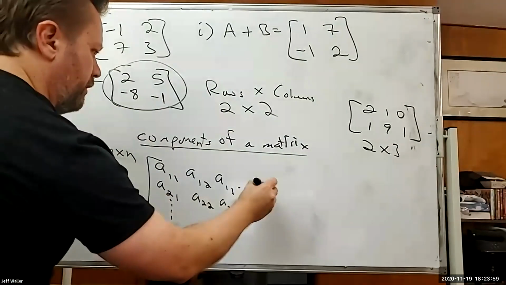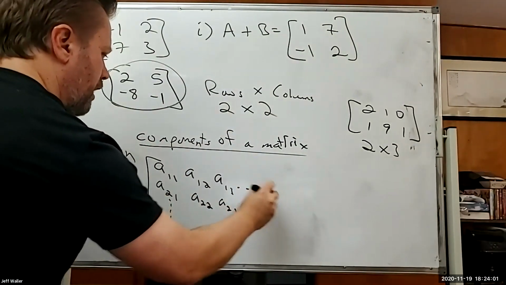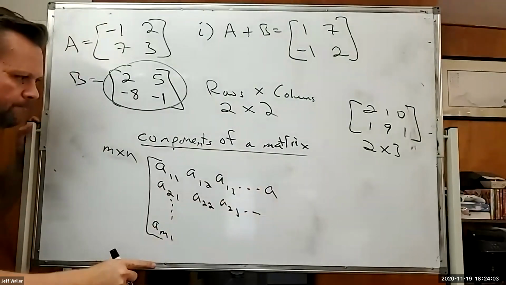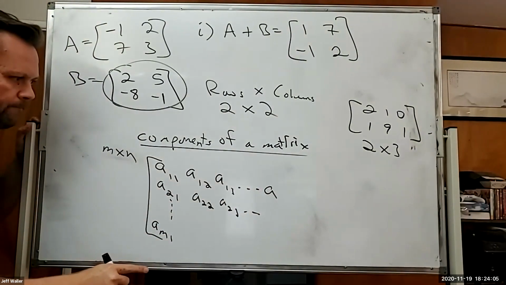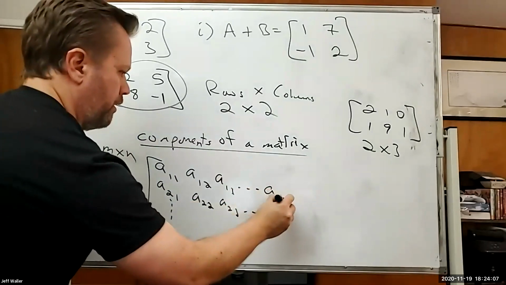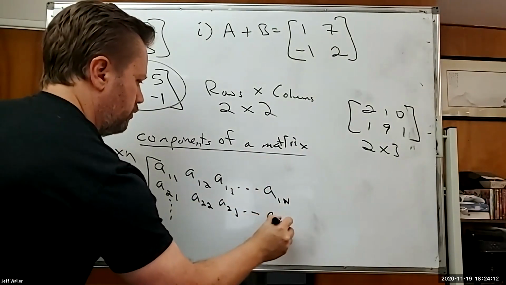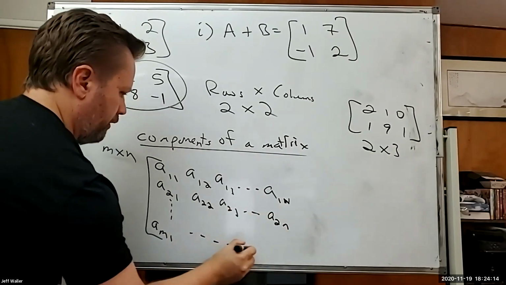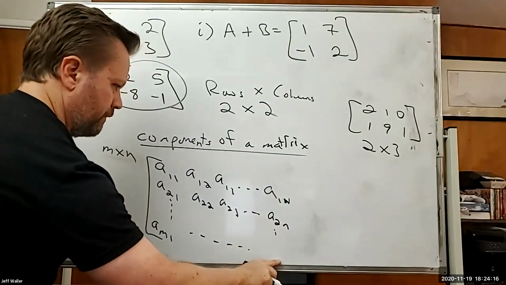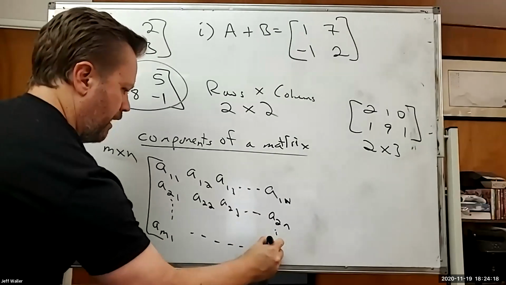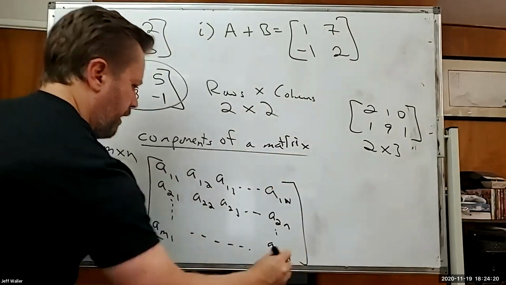So what's going to be at the end of this first row? How many columns are there? N. So this would be A1N. This would be A2N. So what's the very, very last one here? AMN. I like it.